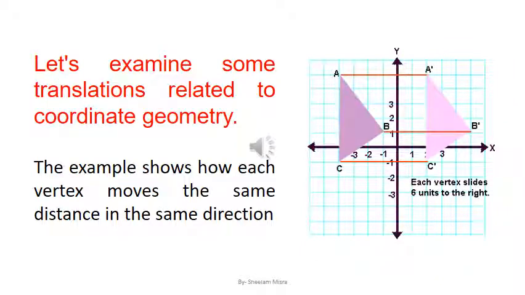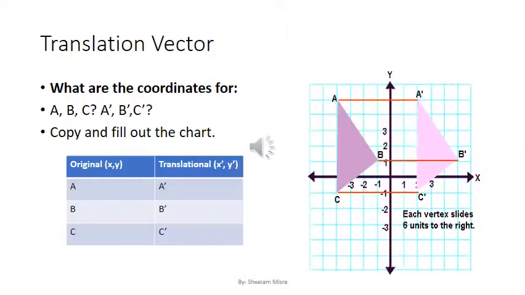Let's examine some translations related to coordinate geometry. The example shows how each vertex moves the same distance in the same direction. In this figure, a triangle ABC is moving 6 units to the right, so it is denoted by A dash, B dash and C dash. So what is the translation vector and what are the coordinates? It is denoted by A, B, C or A dash, B dash, C dash as it is filled in the chart.